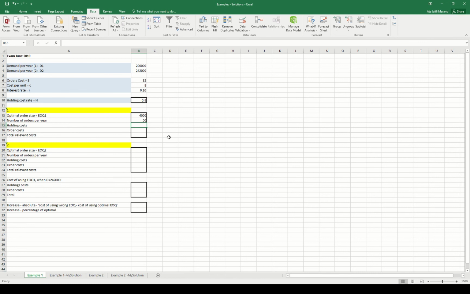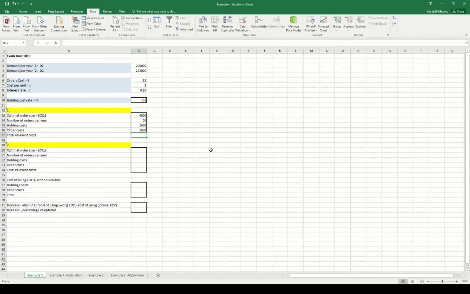Then we can calculate the holding cost. If you remember, the holding cost is the average inventory multiplied by H. Average inventory is Q over 2. Q is 4,000 here, so what I need to do is to divide 4,000 by 2, which will give me the average inventory, and then multiply it by the holding cost, which is 0.8, and it is equal to 1,600. For the ordering cost, I need to multiply the ordering cost per order by the number of orders that is made per year. So it will give me 1,600 as well.